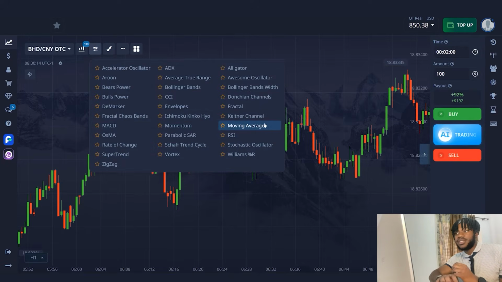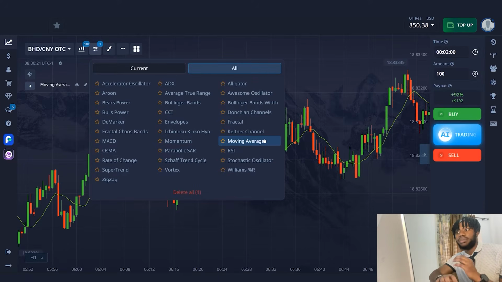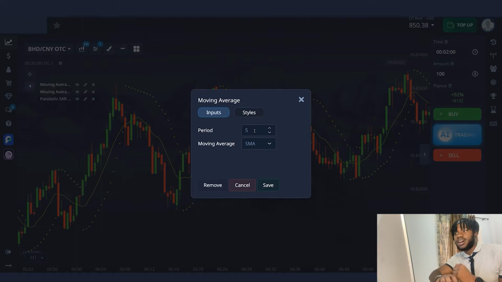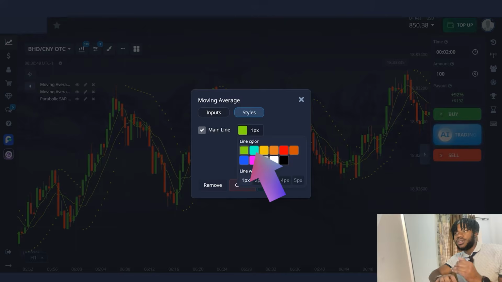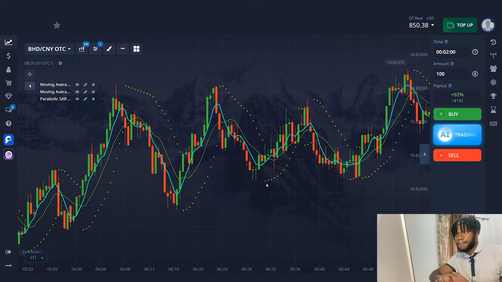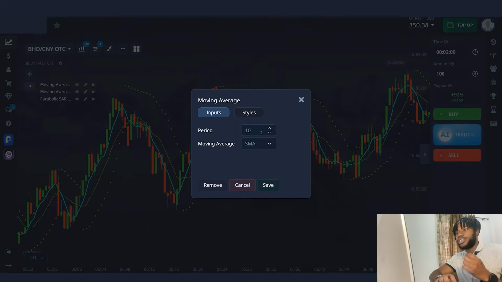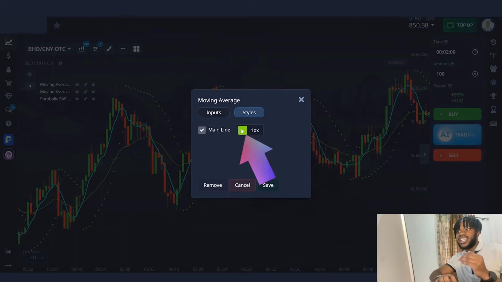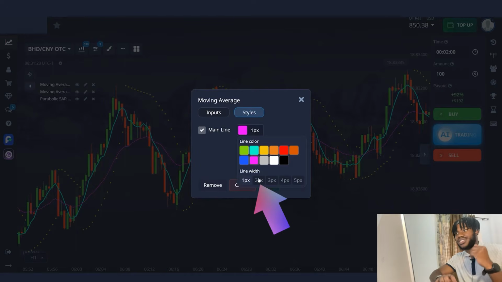In the list of indicators, we will select 2 moving average and parabolic SAR. The first moving average will have a period of 5. I'll leave the SMA type. I will make the color of this line turquoise and increase the thickness of the line. Now, the second moving average has a period of 20 already. The type will be EMA. In the style settings, I will change the color of this line to pink and also increase the thickness.